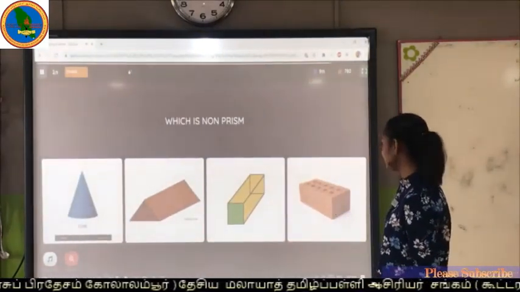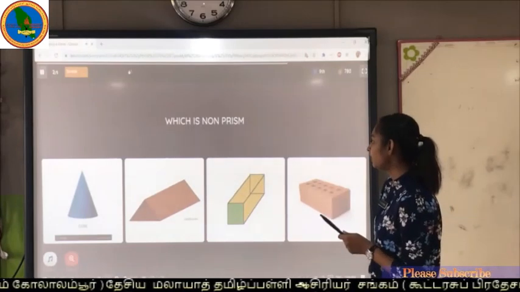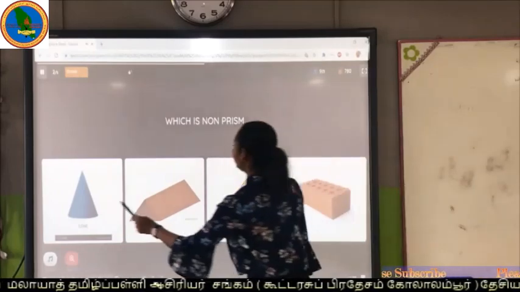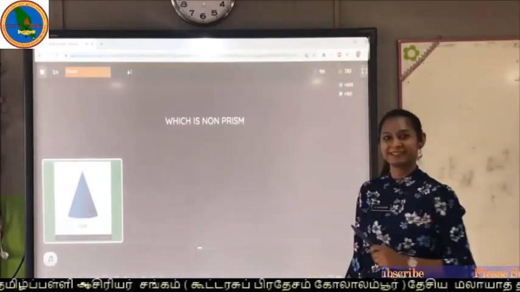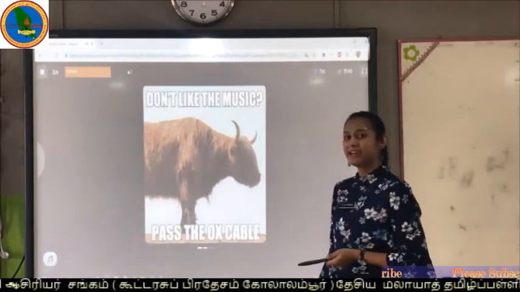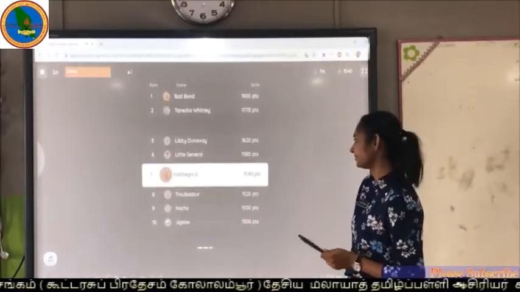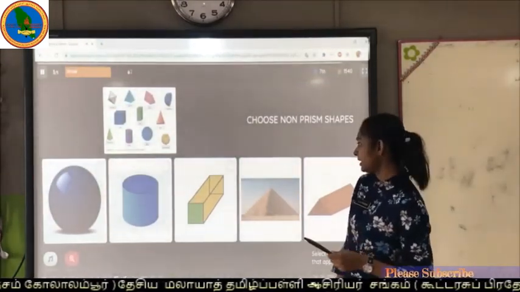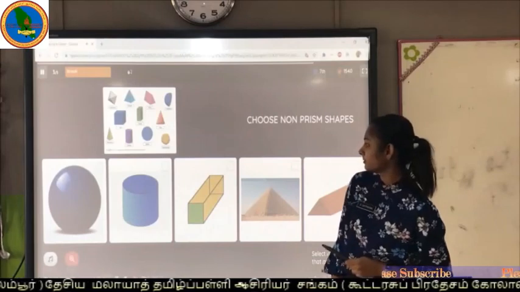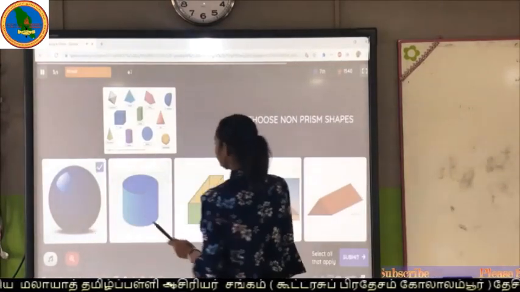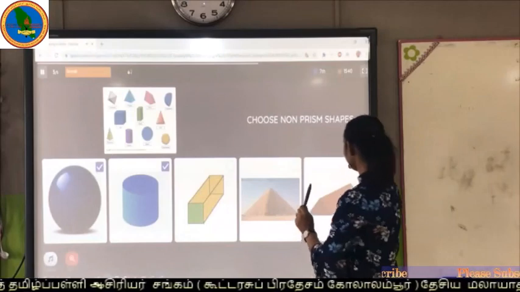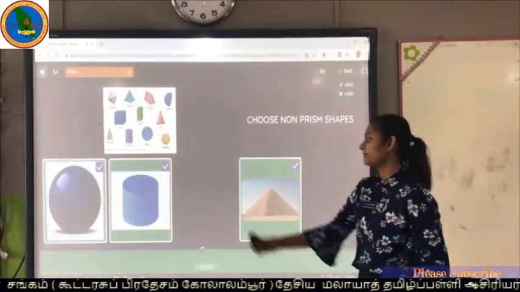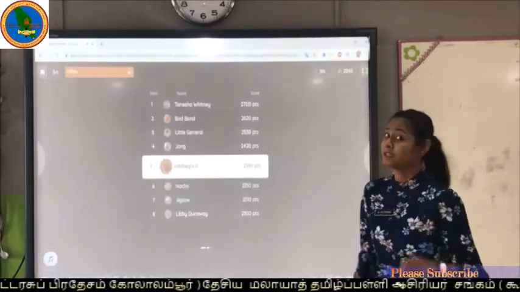Which is non-prism? We have a cone, triangular prism, cuboid, non-prism shapes. We have 5 shapes. I guess this, this and this. Is this correct? Yes, we have sphere, cylinder and pyramid. It's non-prism.